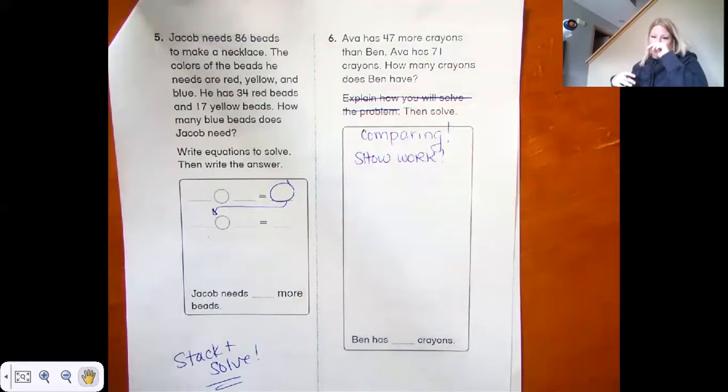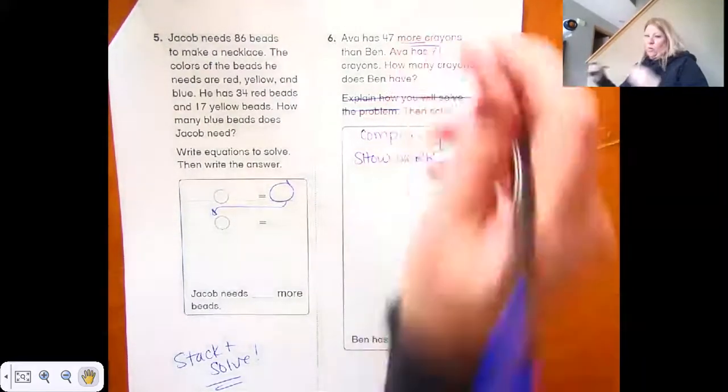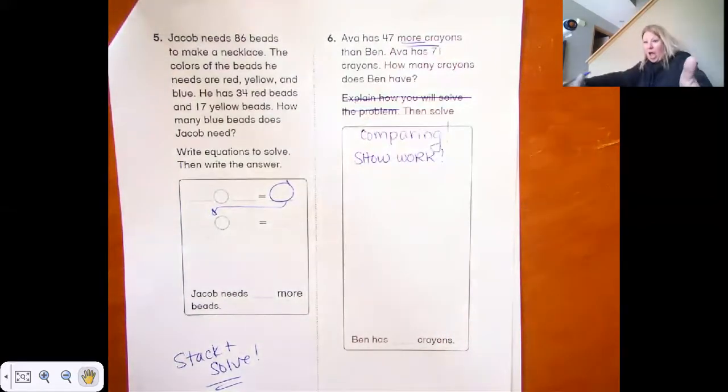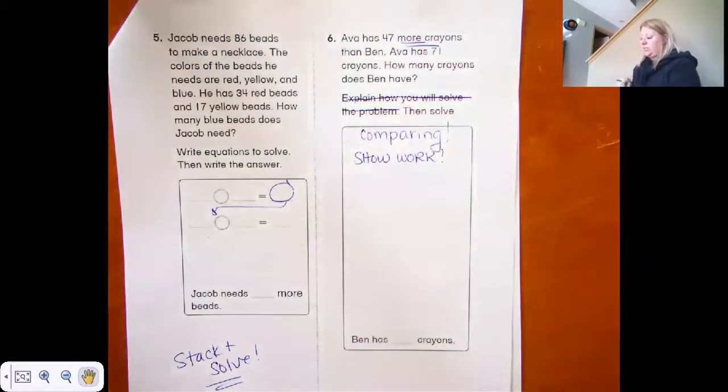So Ava has 47 more crayons than Ben, and she has 71. So we're comparing. What do we do when we compare? We, yay, I hope you all just said the magic word and I can tell you what it is.